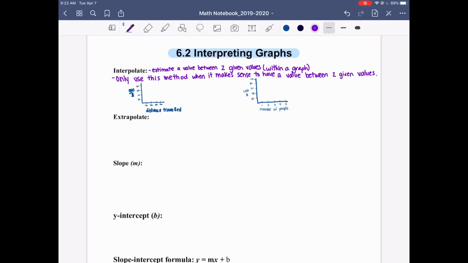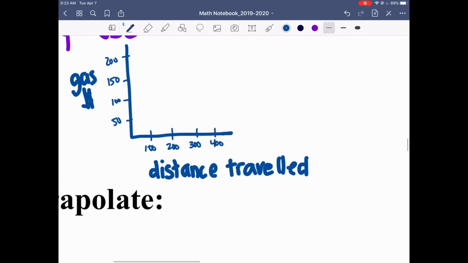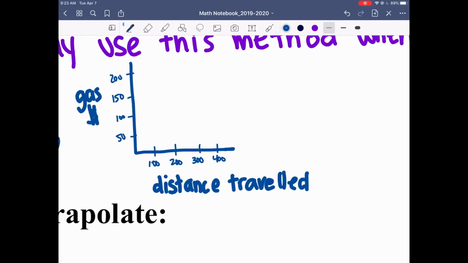So this is the definition of interpolate if you want to pause and write it down. Interpolate basically means to estimate a value between two given values within a graph. Let's say, for example, I'm going to use this graph right here as an example. Let's say we have this graph where we have the amount of distance traveled and how much gas it would cost to travel those distances.